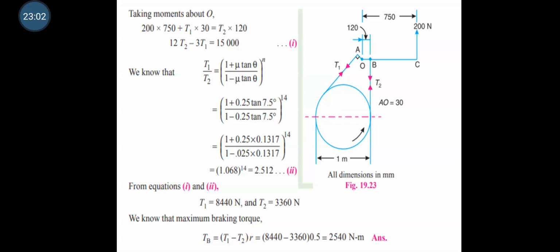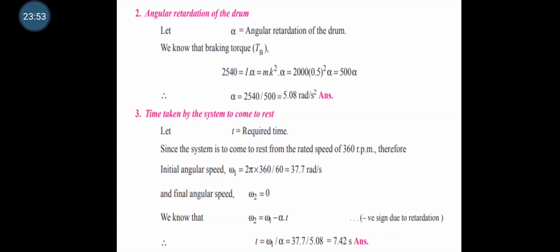From equations 1 and 2 we have to find T1 and T2. The first equation is 12 T2 minus 3 T1 is equal to 15,000, and the second equation is T1 divided by T2 is equal to 2.512. Solving these, we get T1 is equal to 8,440 Newton and T2 is equal to 3,360 Newton. We know that the maximum braking torque TB is equal to (T1 minus T2) into small r. We already know T1, T2 and small r. So the maximum braking torque TB is 2540 Newton meter.